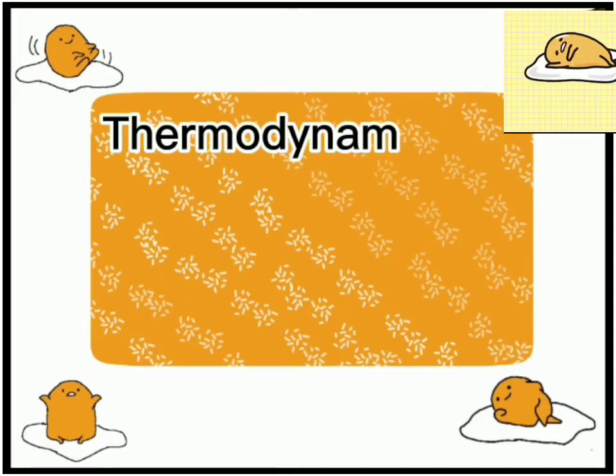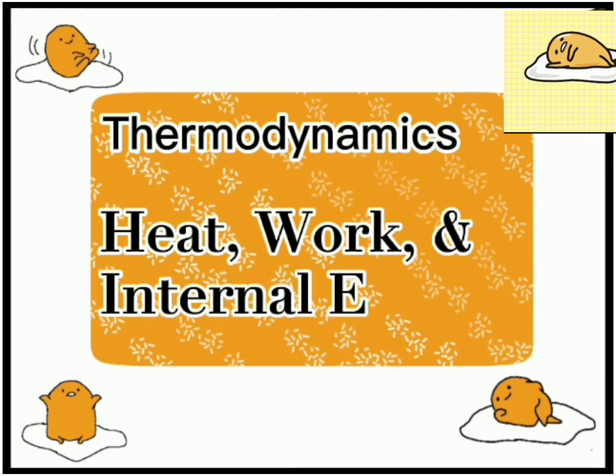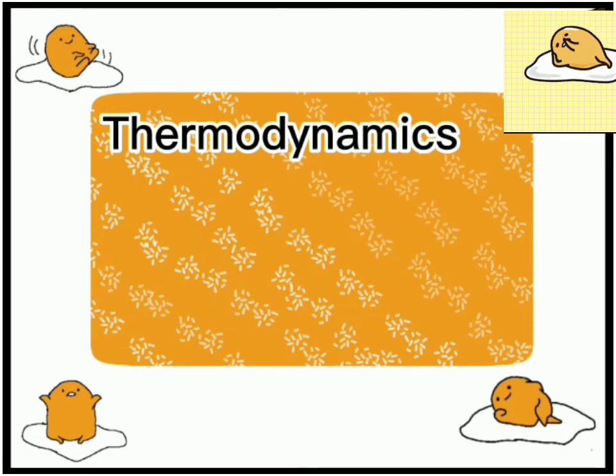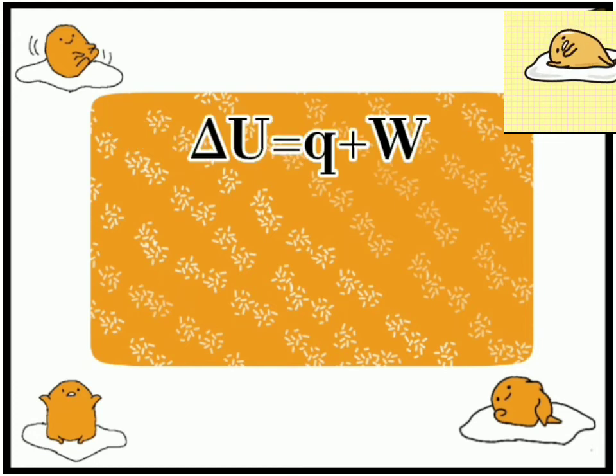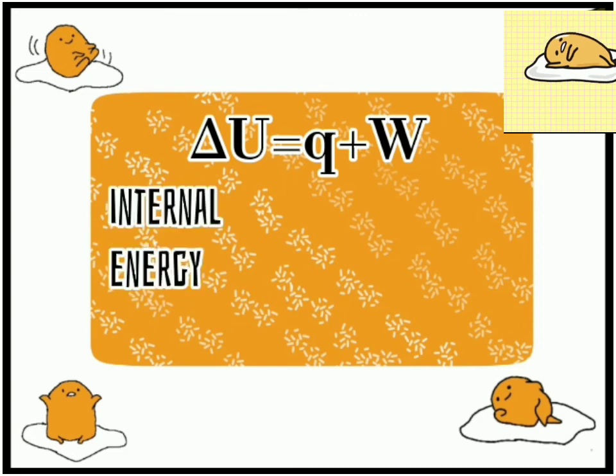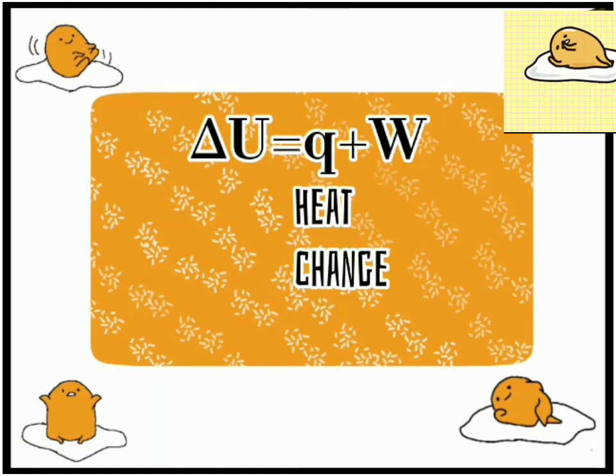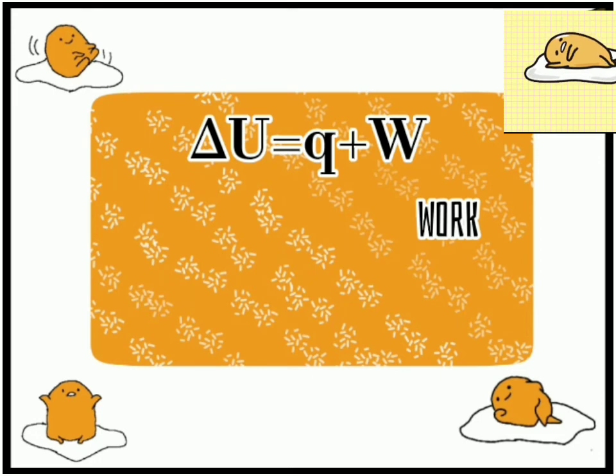First law of thermodynamics states that energy can be converted from one form to another, with a calculation of heat, work, and internal energy. It states that energy cannot be created nor destroyed under any circumstances. Mathematically, it is represented as delta U is equal to Q plus W. Delta U is the internal energy, Q is the heat change that enters and leaves the system, while W is the work that happens on the system.